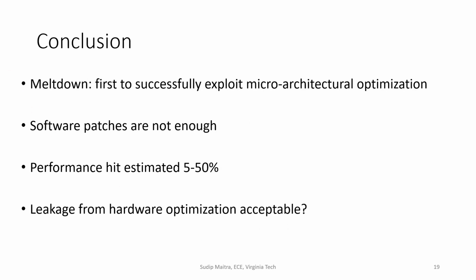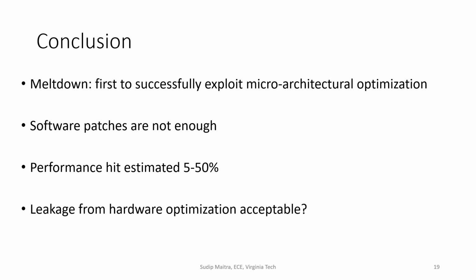In conclusion, the paper presented a novel microarchitectural vulnerability that exists in most modern CPUs, and the effect of the vulnerability is very severe. Even though KAISER is an effective solution against Meltdown, it still requires some mapping of kernel memory in the user space. And also the performance hit is quite a lot. It is estimated to be anywhere between 5 to 50% depending on what you're doing.